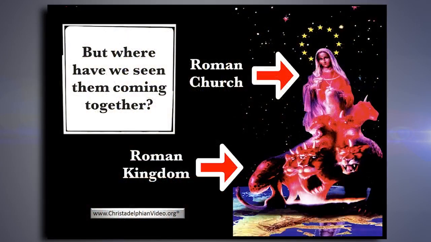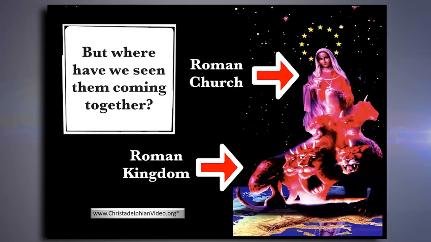Okay, so why does it get interesting? Well, you've got a woman sat upon a beast. That beast comes from Daniel. It's a Roman beast. It's a kingdom. Now remember, there was a little horn that comes out of the 4th beast, which was religious, but the beast itself was political. It was a kingdom. And here you've got a Roman kingdom coming together with a Roman church.